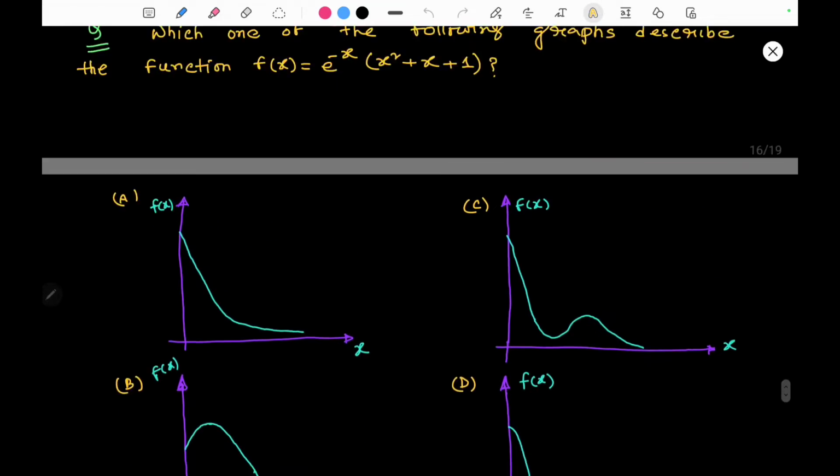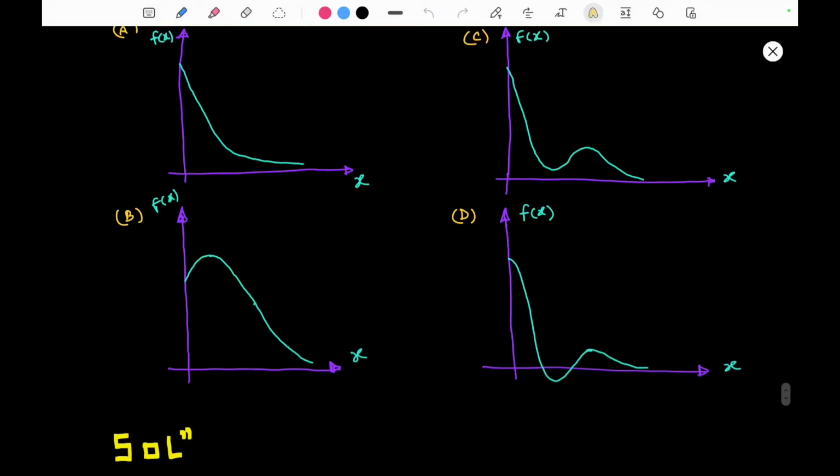So here some four graphs are there. We can see the options. Here we can see some ups and downs in the graph. So we can assume, by seeing these options, that we can solve this through the maxima and minima concept, because some maxima and minima points are there that we can see in the options.